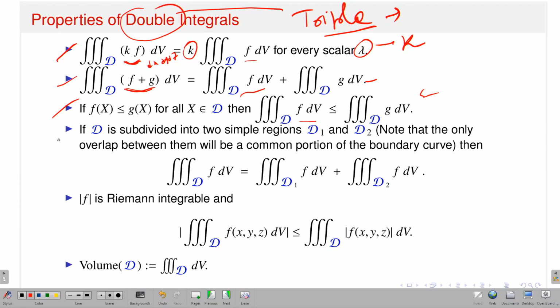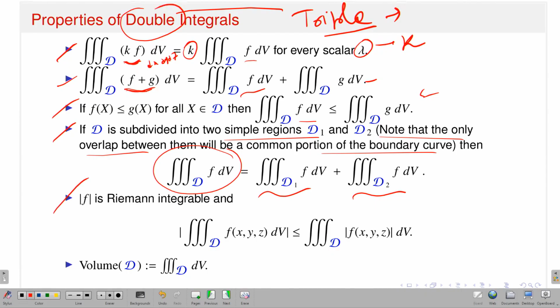Another one is that if D is subdivided into two simple regions, say D1 union D2, with the caution that the only overlap between them is a common portion of the boundary. If this is the case, then the full triple integral of f over the domain D can be distributed over D1 as well as D2. That means the integral of f over D is exactly equal to the integral of f over D1 plus the integral of f over D2.